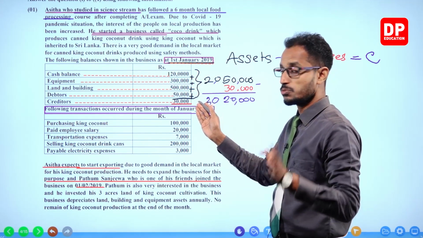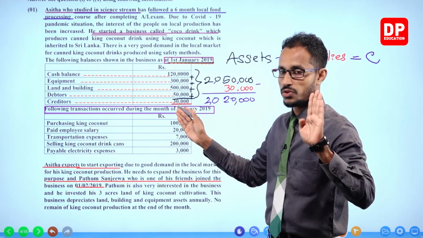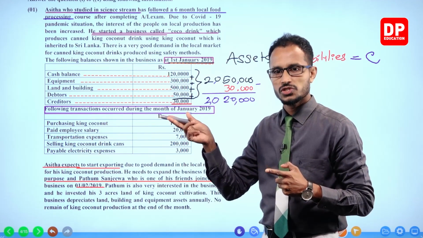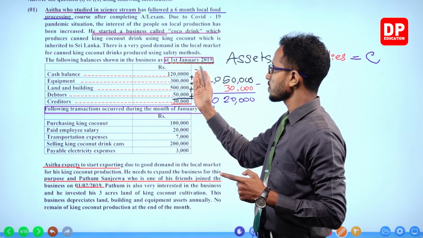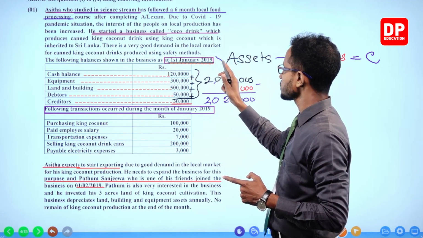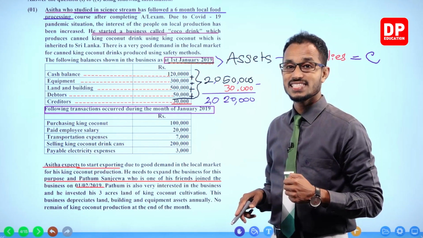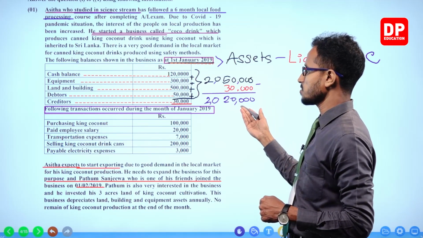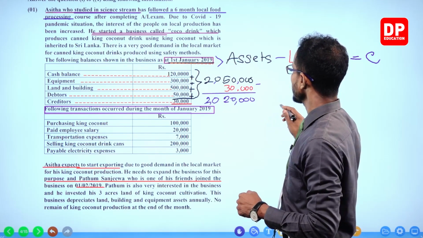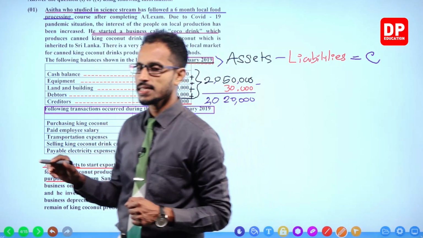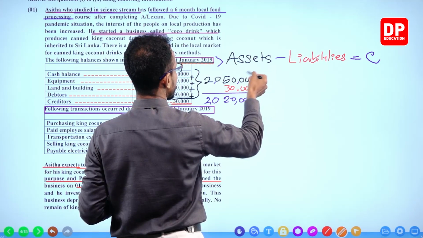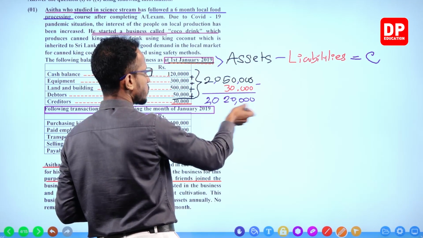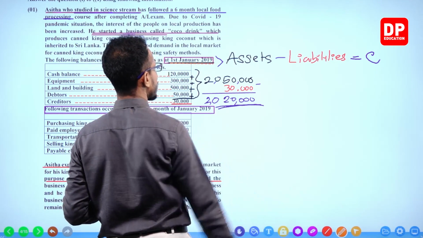These assets and liabilities should be taken from the 1st of January only, which means the assets and liabilities on 1st of January. Okay. Next question. Oh, we have to write the answer. 20 lakhs 20,000 is the capital. Assets, we have 20 lakhs 50,000 minus 30,000. Answer is 20 lakhs 20,000.